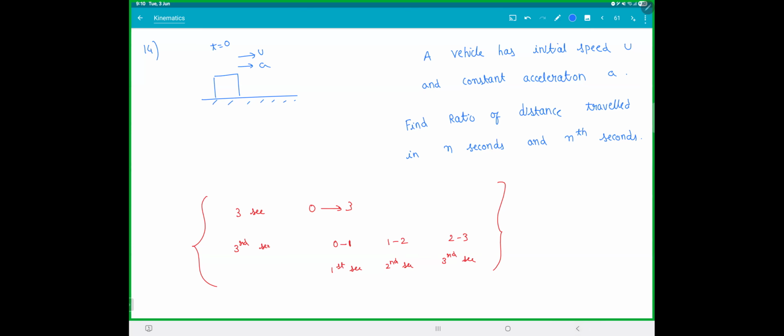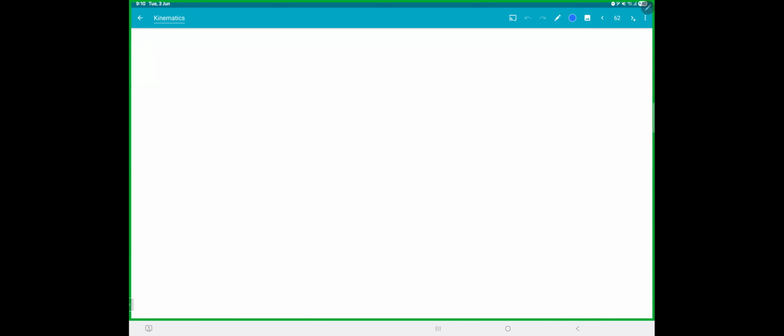Let's see. So you want the distance traveled in n seconds. We are going to use the formula S is equal to ut plus half at square, because you gave me time and velocity, and you're asking for this. If you want to find n seconds, that is easy. Just put t is equal to n and you'll get it. So Sn will be un plus half an square. But you want to find for the nth second, so let's find for n minus 1 also.